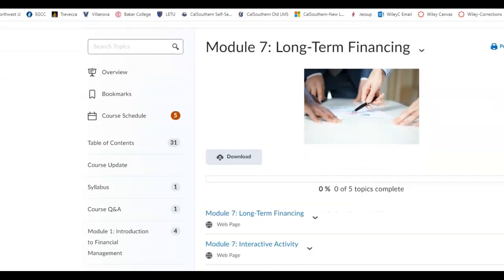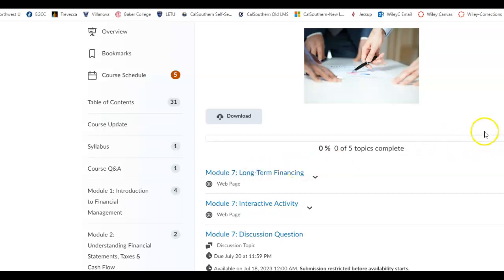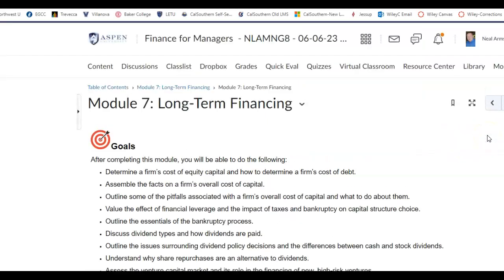In week 7, we're going to talk about long-term financing. So let's go ahead and take a look at exactly what's going to be on tap for this week. These are our goals for the week.